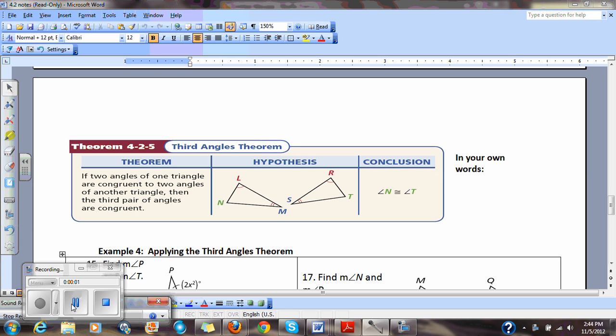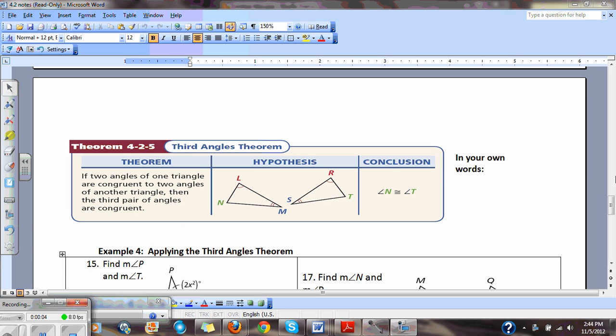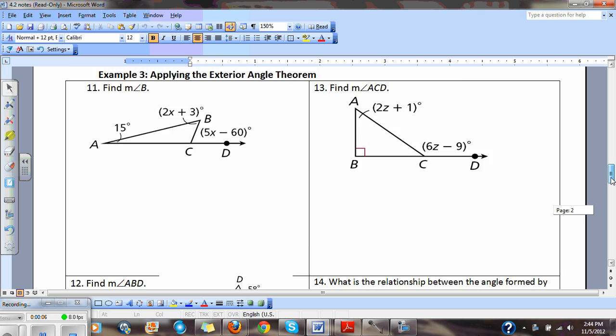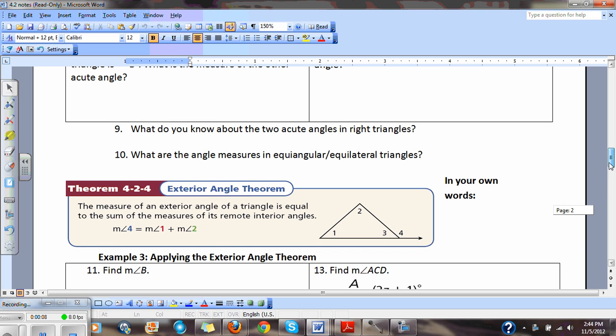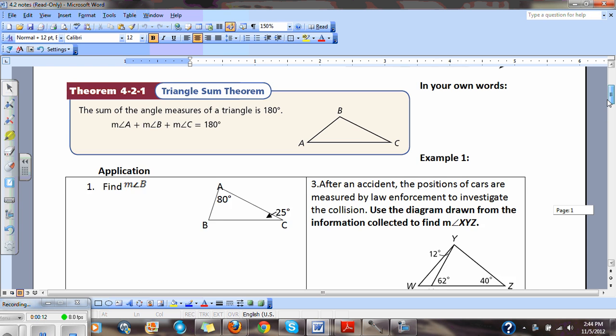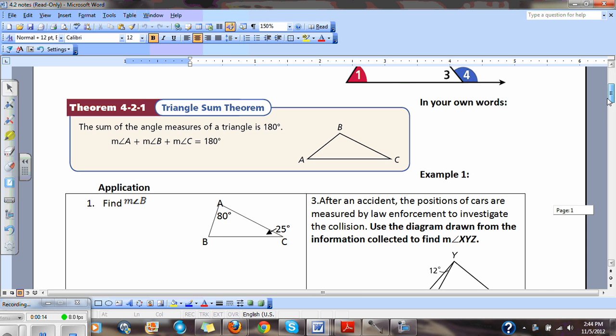All right, we are going to finish off 4.2. The first part of 4.2, we talked about a lot of theorems. We talked about the exterior angle theorem, and we talked about the triangle sum theorem and their corollaries, the babies of the triangle sum theorem. So right now we should know that in every single triangle in the world, if you add up all the angles, they equal 180 degrees every single time, always.